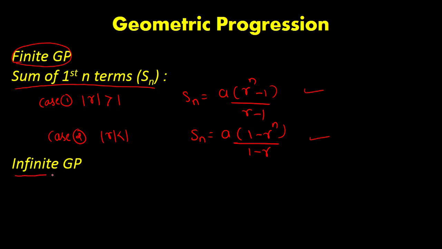Again, if there are infinite terms in a GP, then what will be the sum? So sum to infinity is always equal to a by what? When your GP is infinite, whenever your mod R value is less than 1, then only your sum will be finite. So it will be a by 1 minus R. Okay, so let's start the next one. Please remember these three formulas, 1, 2 and 3, very helpful while solving the questions.